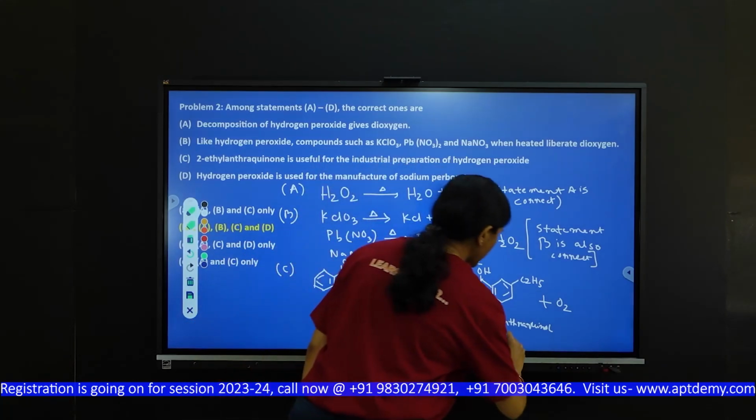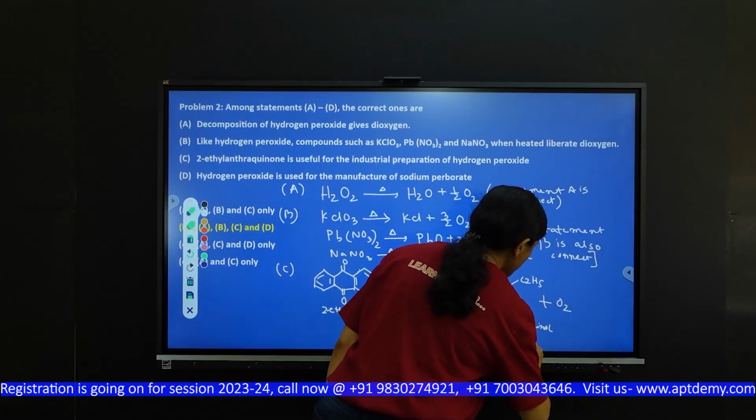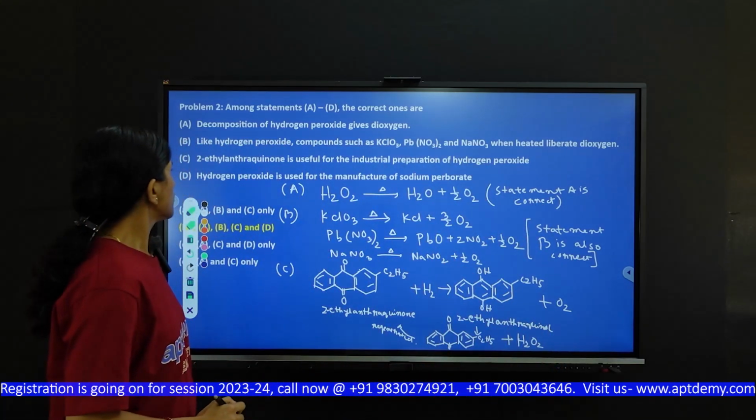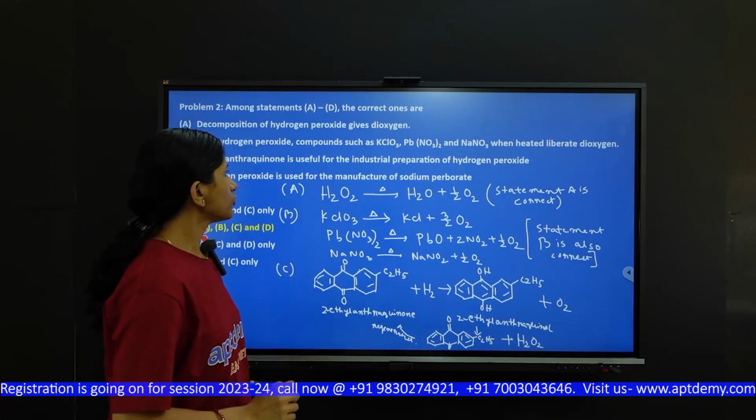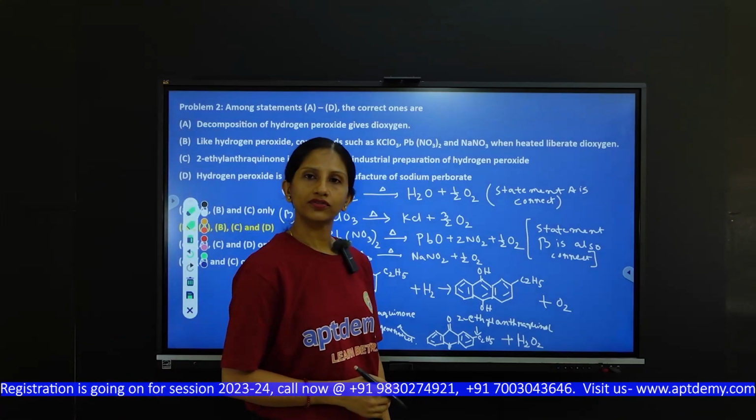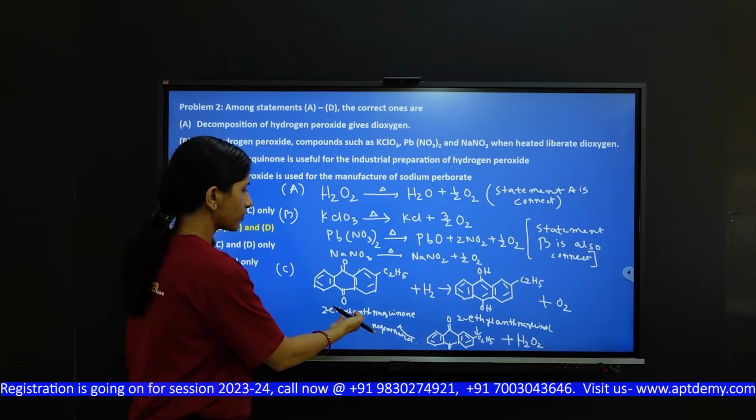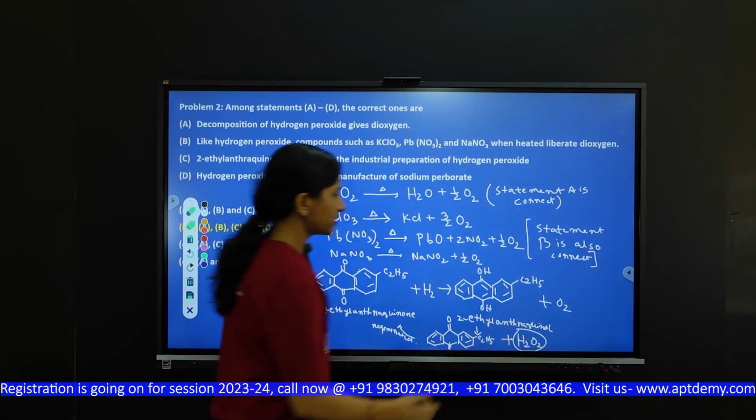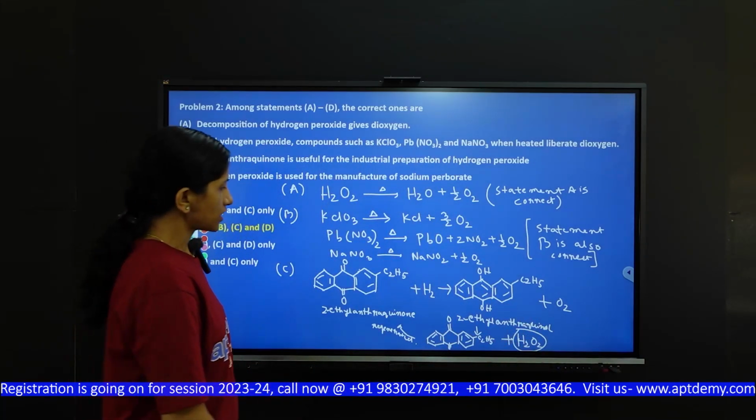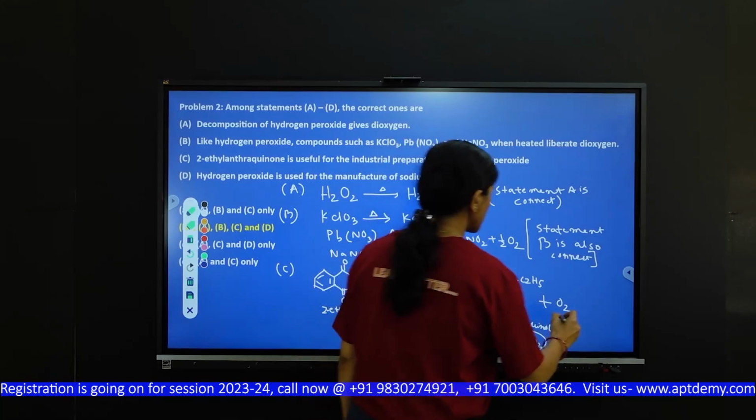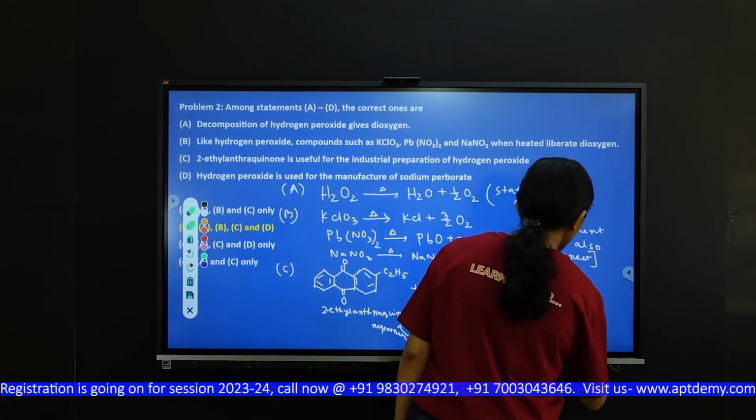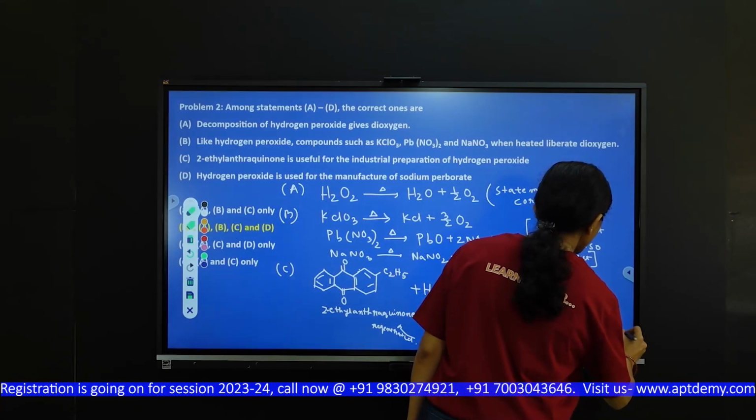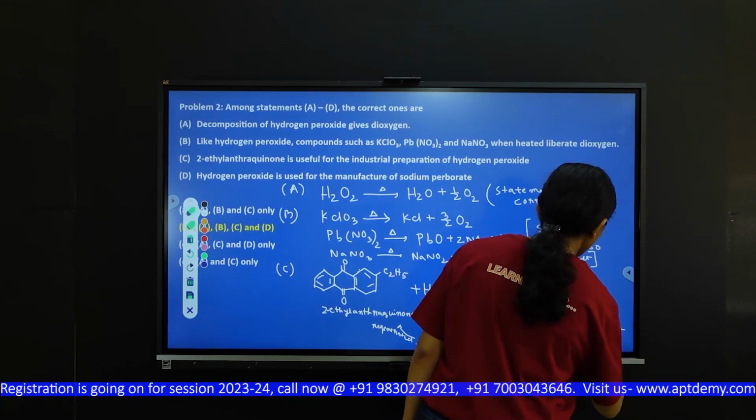And another product which results during this reaction is H2O2. So we can say that 2-ethyl anthraquinone is useful for the industrial preparation of hydrogen peroxide. We can see that from 2-ethyl anthraquinone we can industrially prepare hydrogen peroxide via these reaction steps. So statement C is also correct.